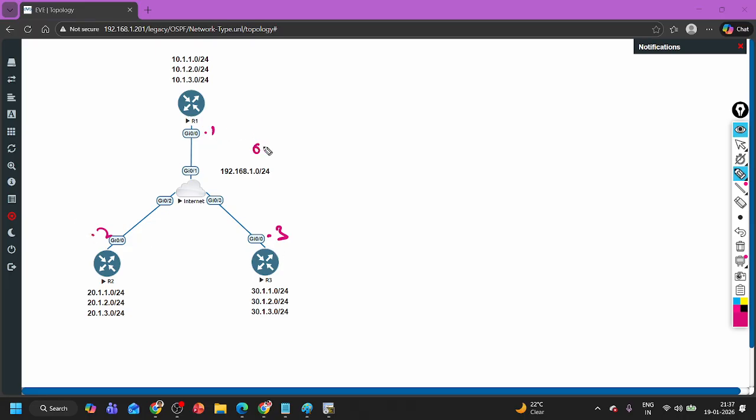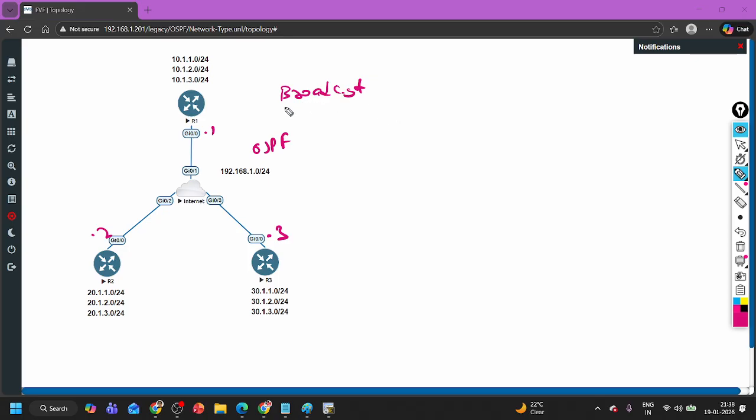Let's suppose here I have enabled OSPF. What should be the network type for hub and spoke? Point to multi-point or point to multi-point non-broadcast. But let's suppose here I have configured network type what? Broadcast. Broadcast by mistake. Okay.